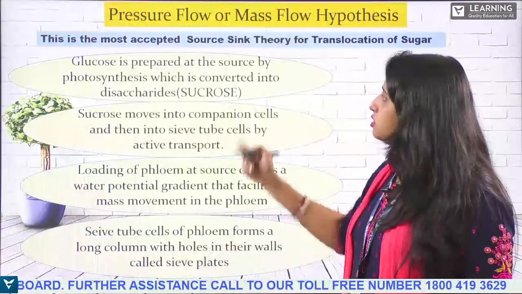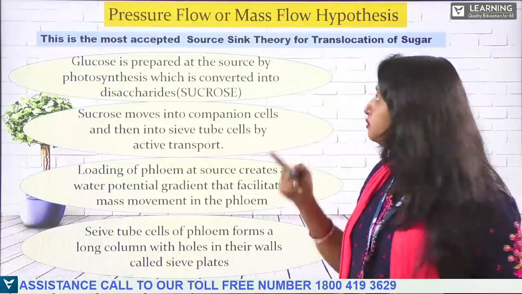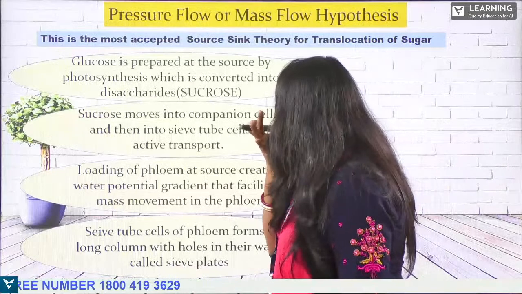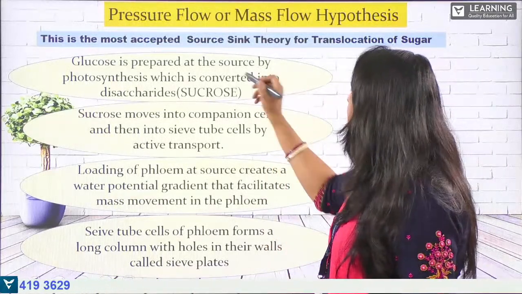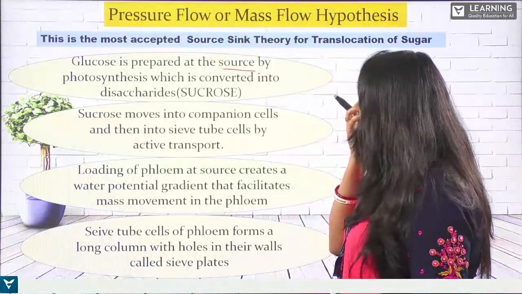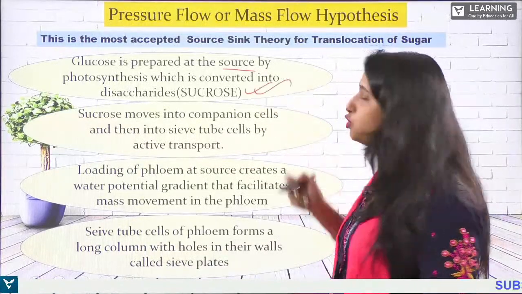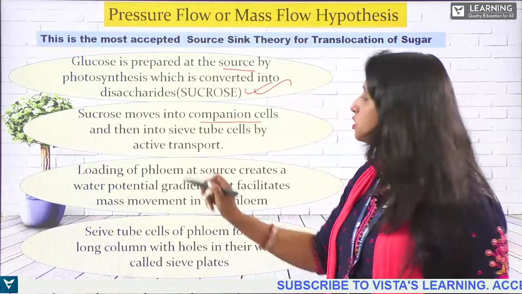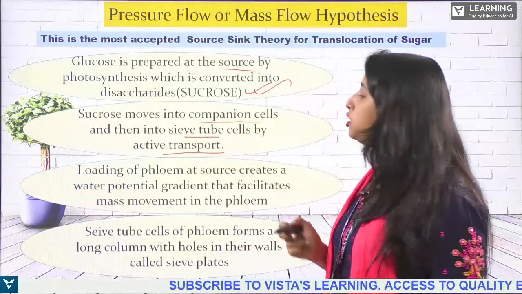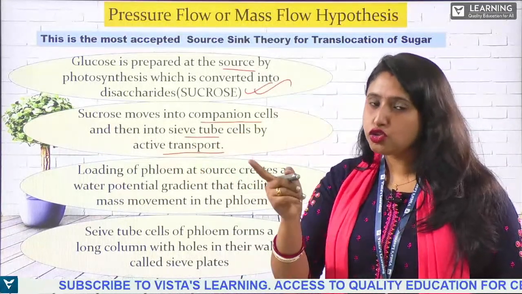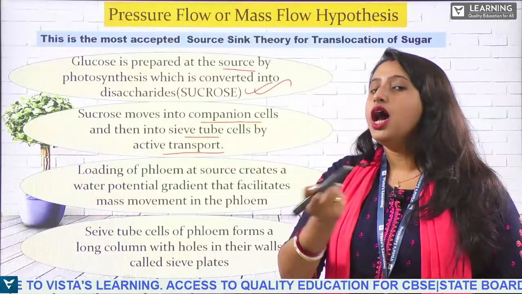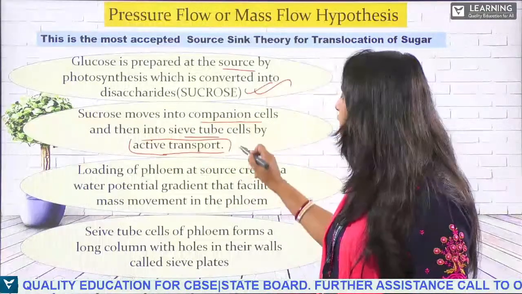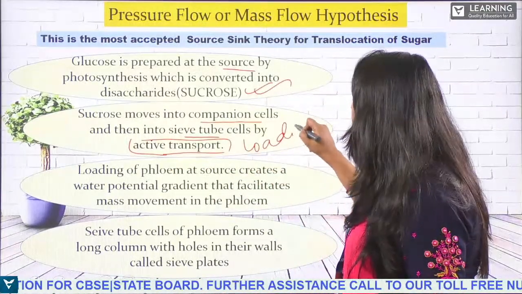So you can write it down. These are the pathways of the mass flow hypothesis or the pressure flow hypothesis, right? What happens here? The glucose is prepared at the source by photosynthesis, which is converted into sucrose, right? Then the sucrose moves into the companion cells, then into the sieve tube by active transport. And here loading is taking place, isn't it?